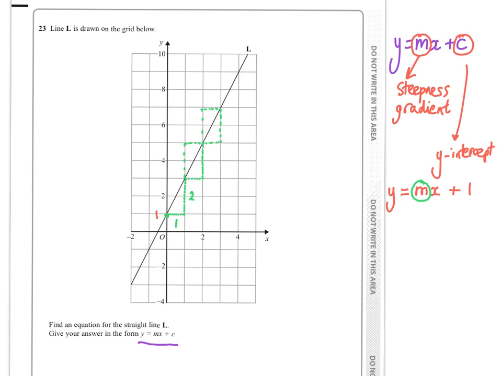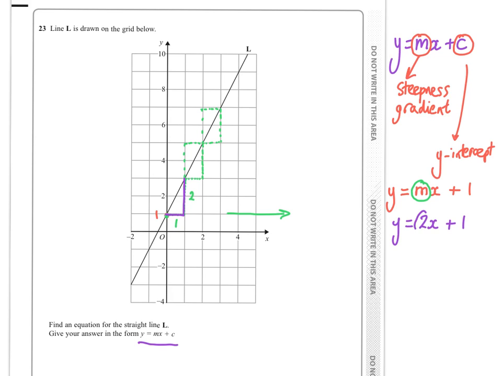And if you can ever find how much you have to go up or down if you go along the x-axis, i.e. increase, then you've found the gradient. So here's the key. If you can go along 1, the amount you go up by is the gradient. So the gradient here is 2. So the line is y equals 2x plus 1.